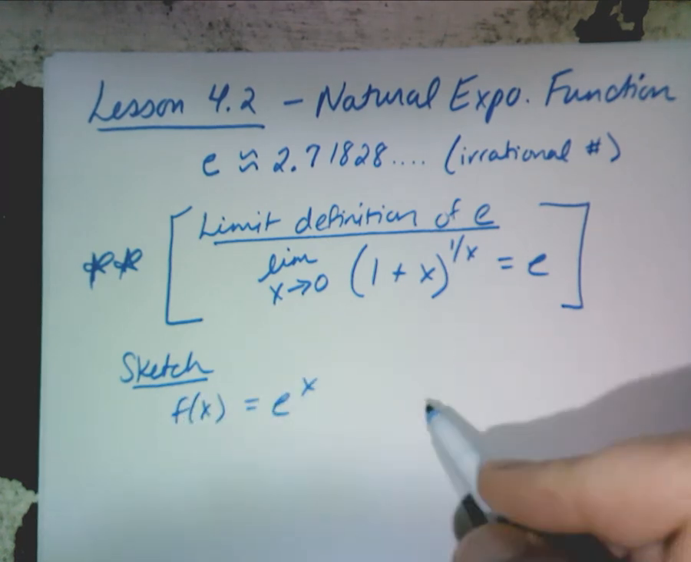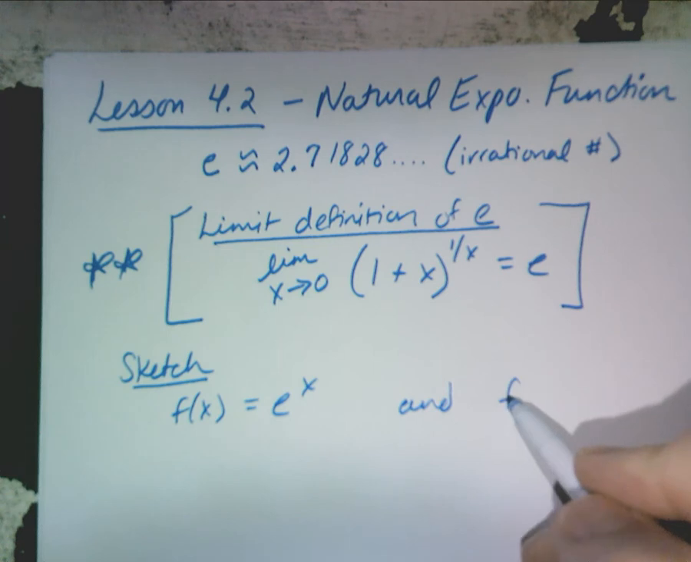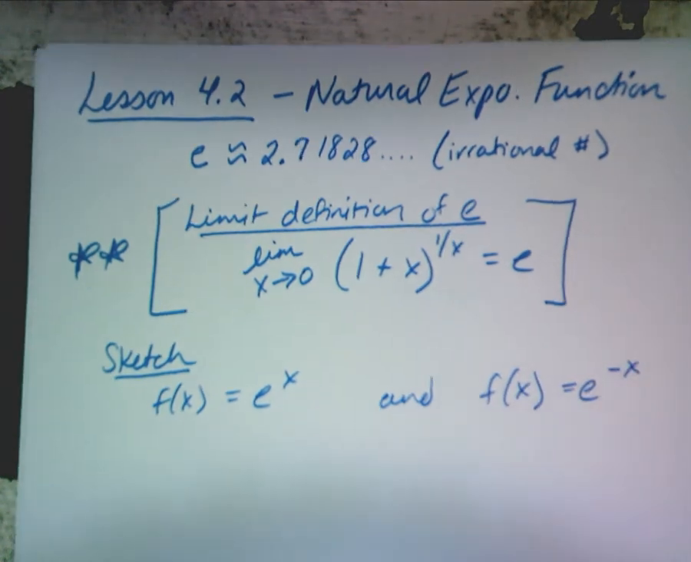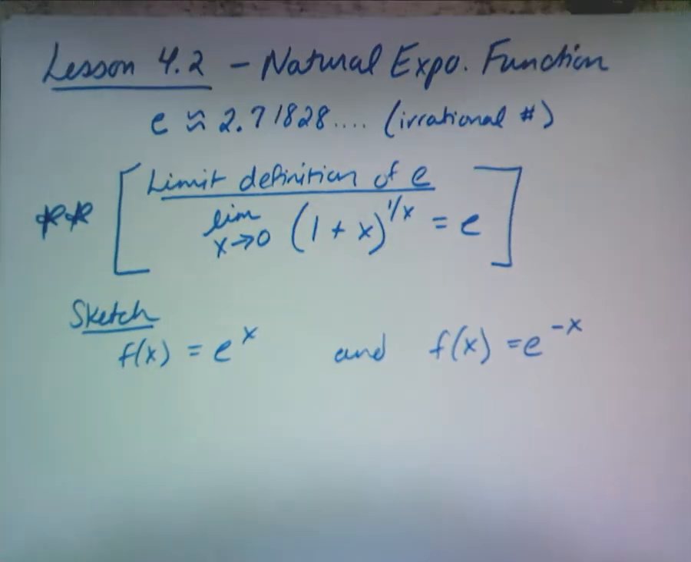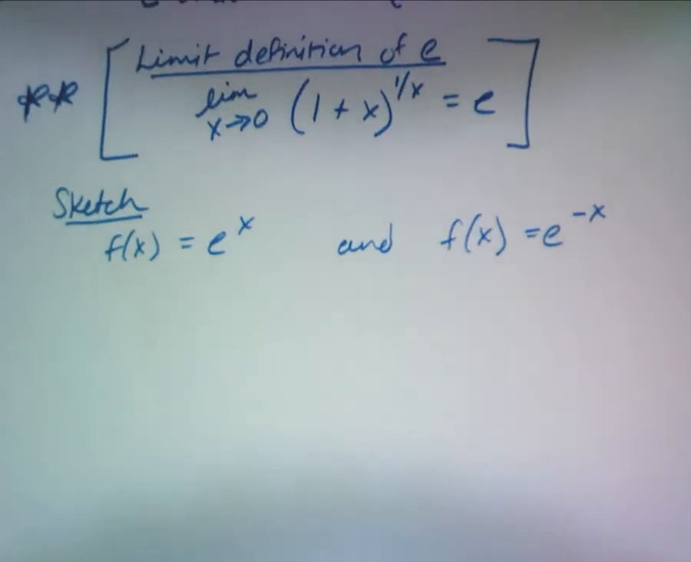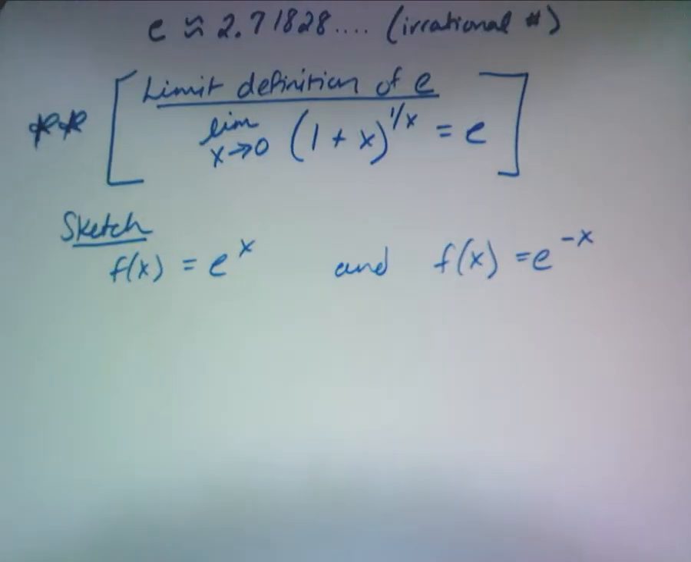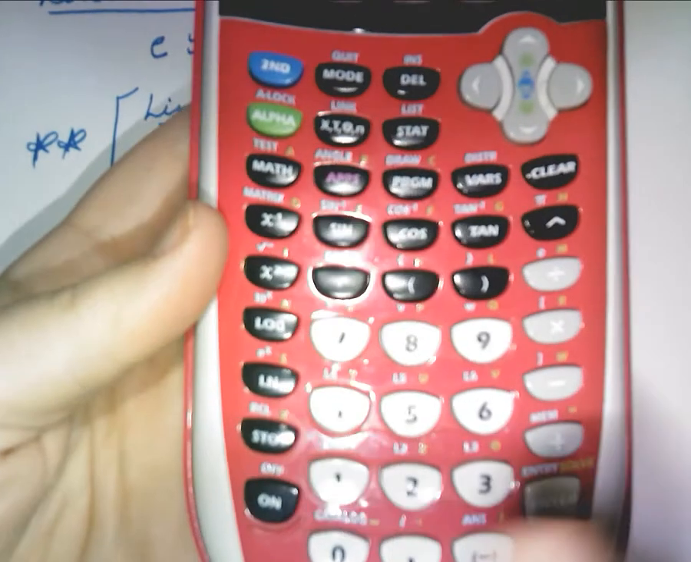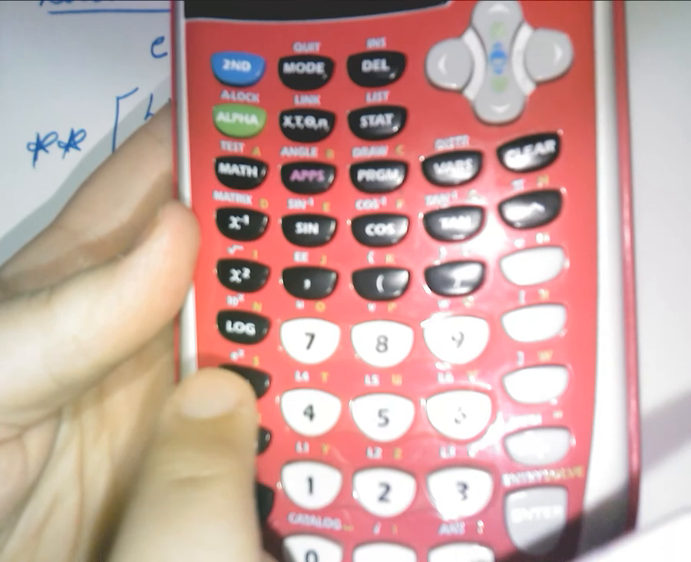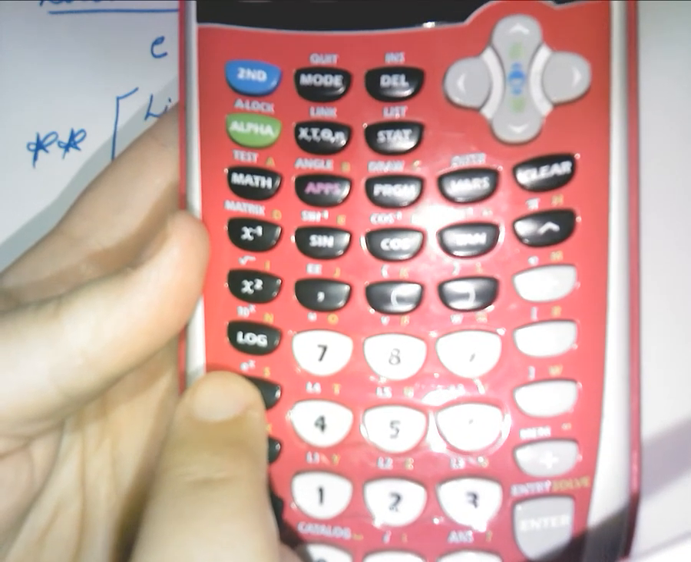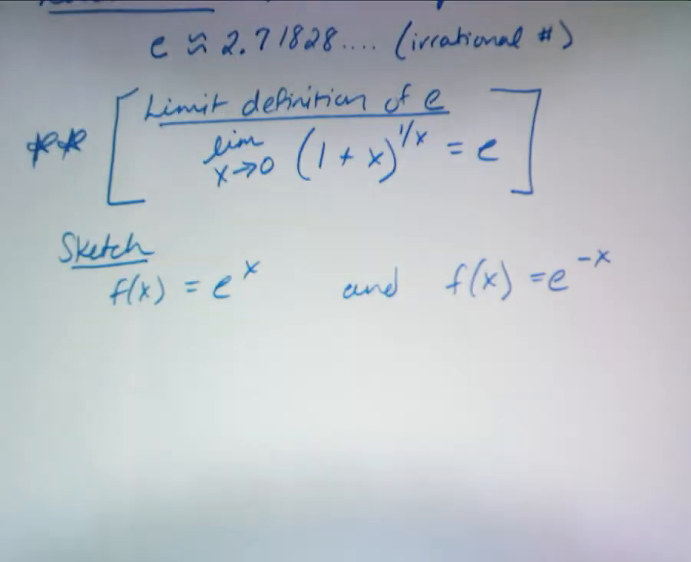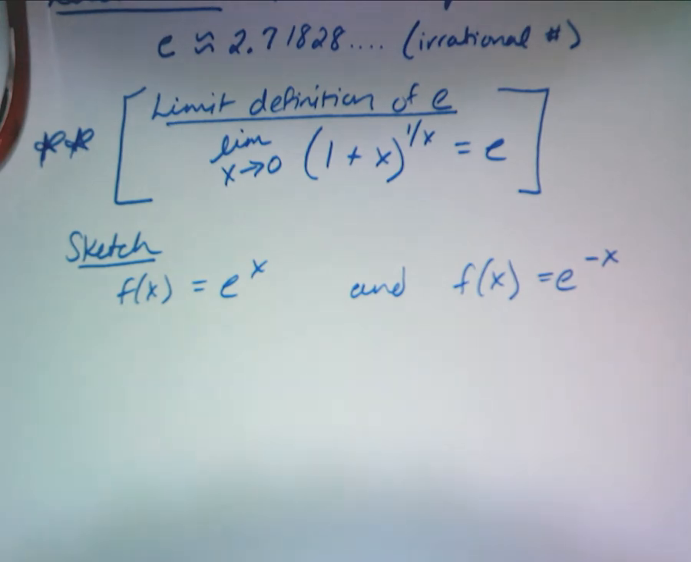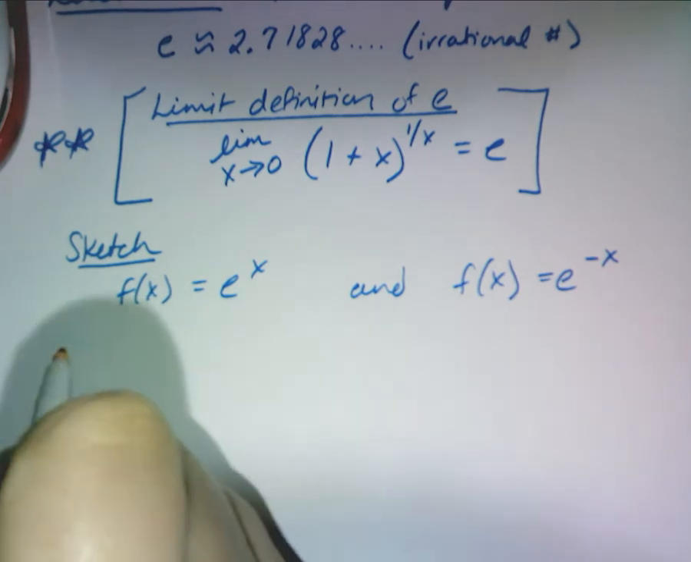f of x equals e to the x, and then f of x equals e to the negative x, okay? And if you don't remember, the e button is on your calculator. It is located right where it says ln. Right above it is e to the x. So I do want you to make a table of values, which some of you did make last night for me. I was very thankful.